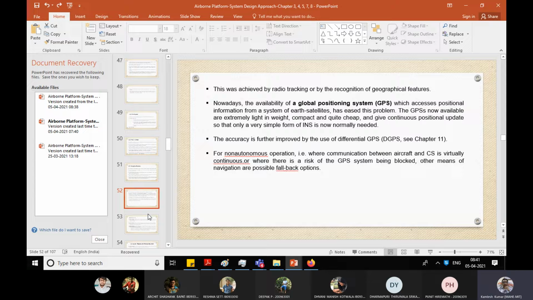So every time the INS should be calibrated using the GPS receiver. If the GPS-related system does not give any information, then the INS information should take care. That is like a dead reckoning system. This is called that, and at that time this does not require any external source.